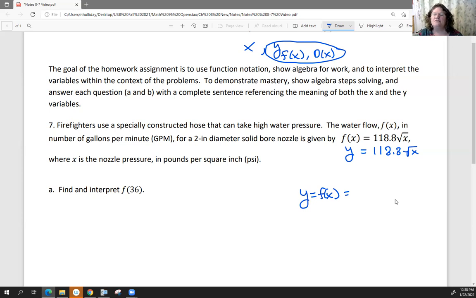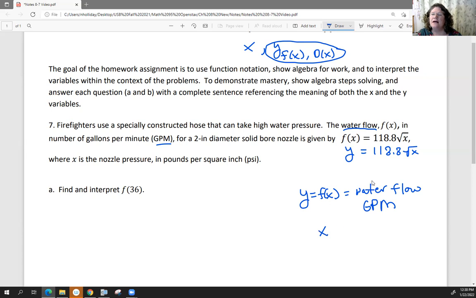And so our F of X variable, looking at what that means, if we go back up into the problem, here's F of X, and right in front of it, it says water flow. So F of X means water flow. And then they gave us some units in number of gallons per minute, GPM. It's always good to put units in there because that helps you to interpret the problem at the end. Okay, so that's our Y value.